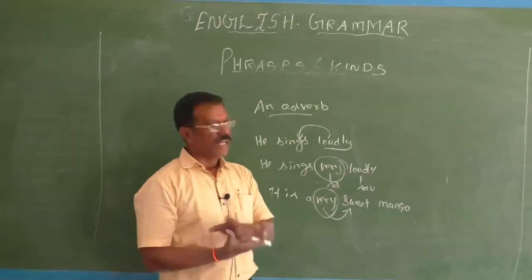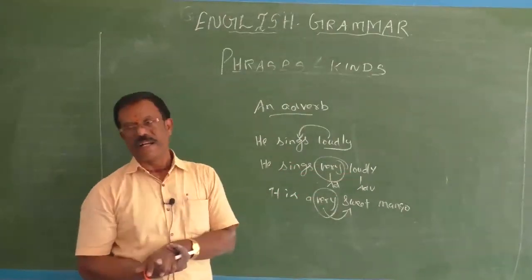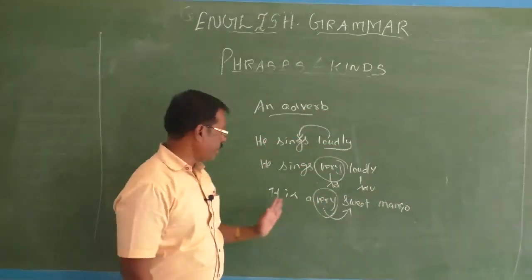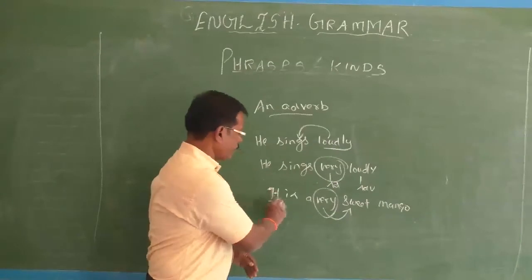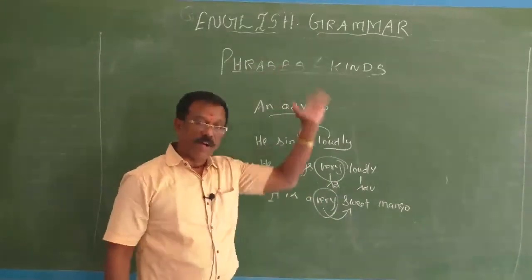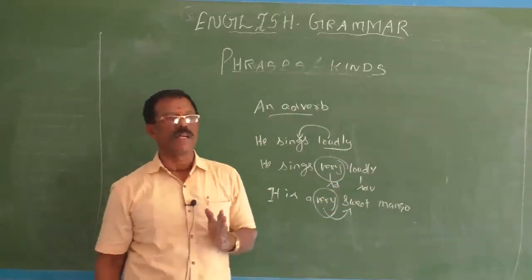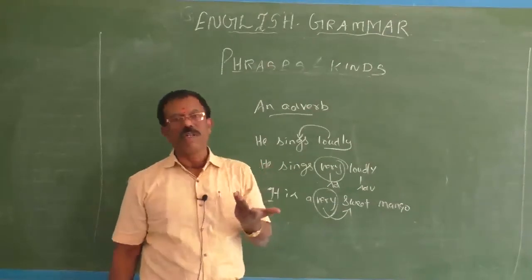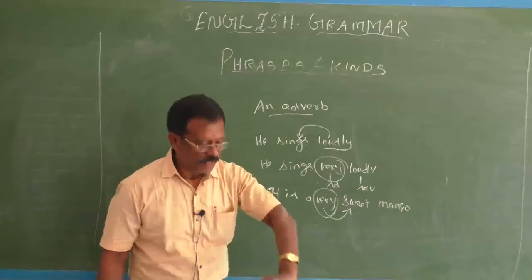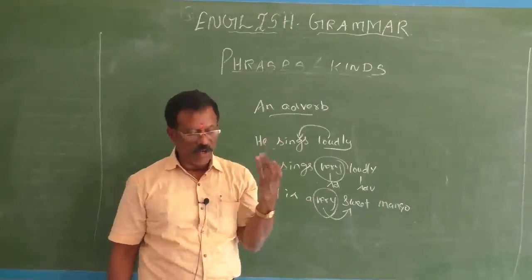She sings very loudly. Very is an adverb. Loudly is also an adverb. So, sometimes an adverb may modify another adverb. See, in the third example, it is a very sweet mango. Very is an adverb. It modifies here the adjective sweet. Okay. So from these three examples, you know that an adverb is a word that describes a verb, describes another adverb, and describes an adjective also.